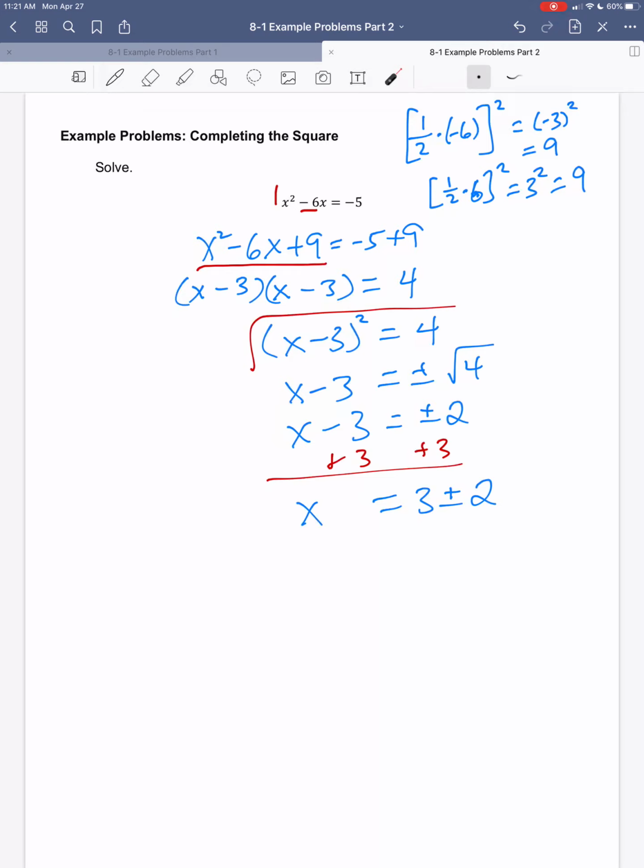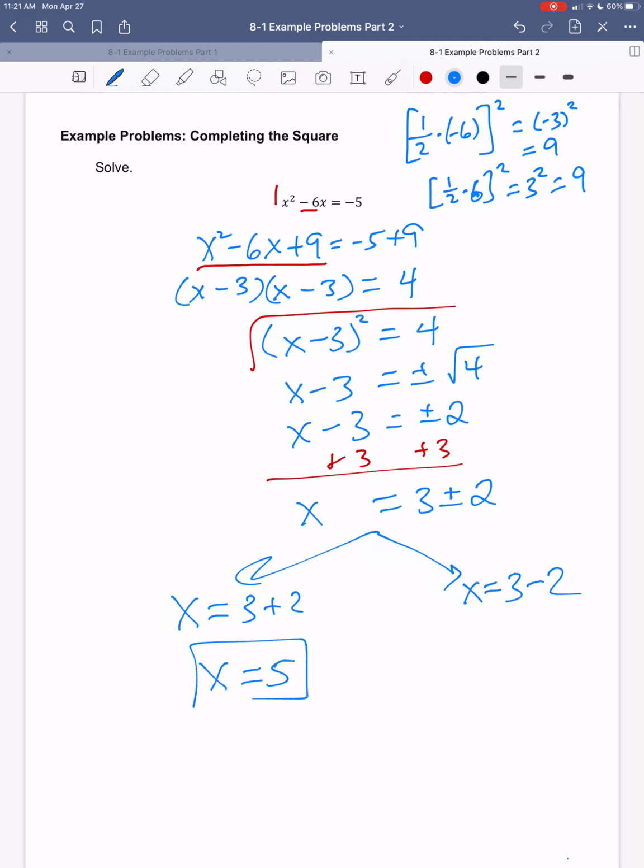Now, in a case like this, where you've got a definite number that's being added or subtracted, we usually take the step of actually breaking this into the 2 separate parts. So if I do the plus, I get 3 plus 2. If I do the minus, I get 3 minus 2. And so my solutions are x equals 5 and x equals 1. So I get 2 definite solutions. When I end up with nice solutions like this that don't involve square roots, that means the original equation could have been solved by factoring.